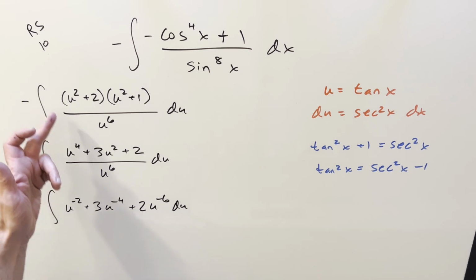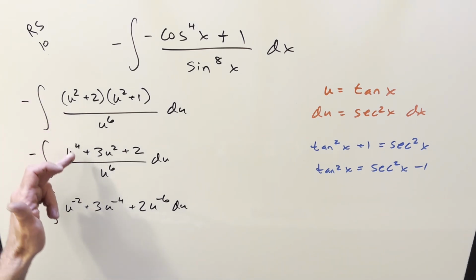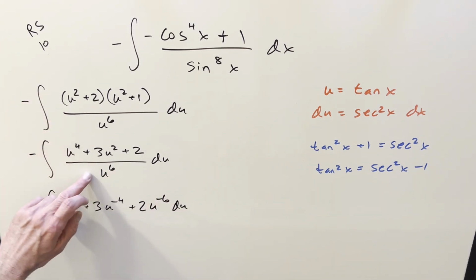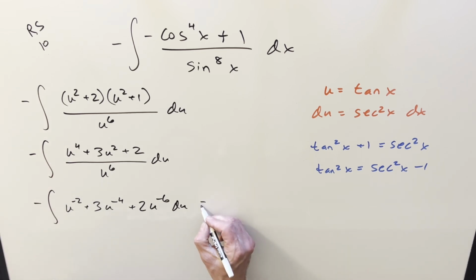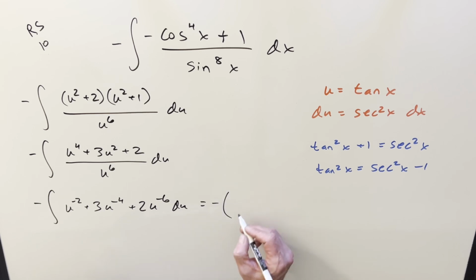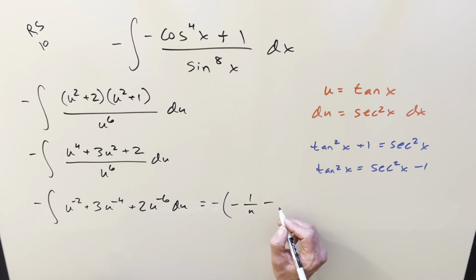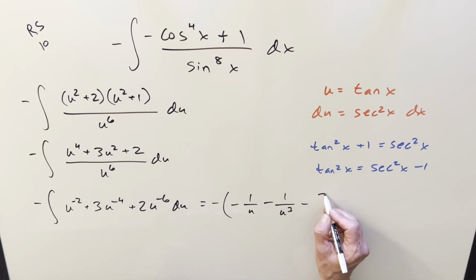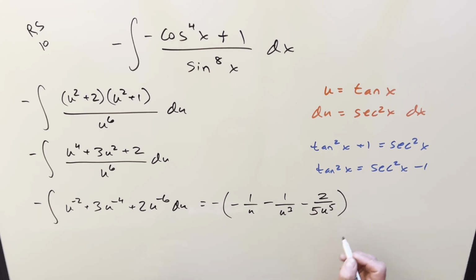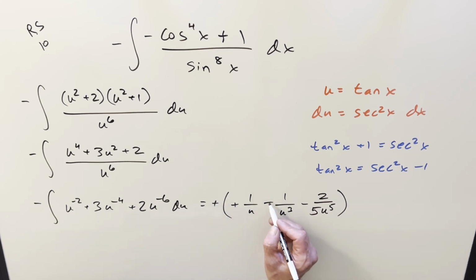Okay, so from what we had before on the last board, I took the numerator and distributed it all the way out, divided in the u to the 6th to get this. And then from here, we just have power rule on this. We'll have a minus sign out front, and it's going to become minus 1 over u minus 1 over u cubed. And then here, it's going to become minus 2 over 5u to the 5th.